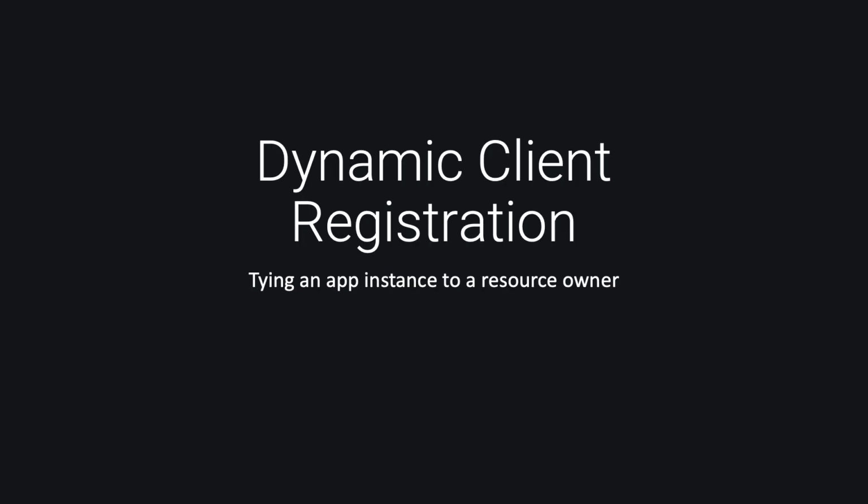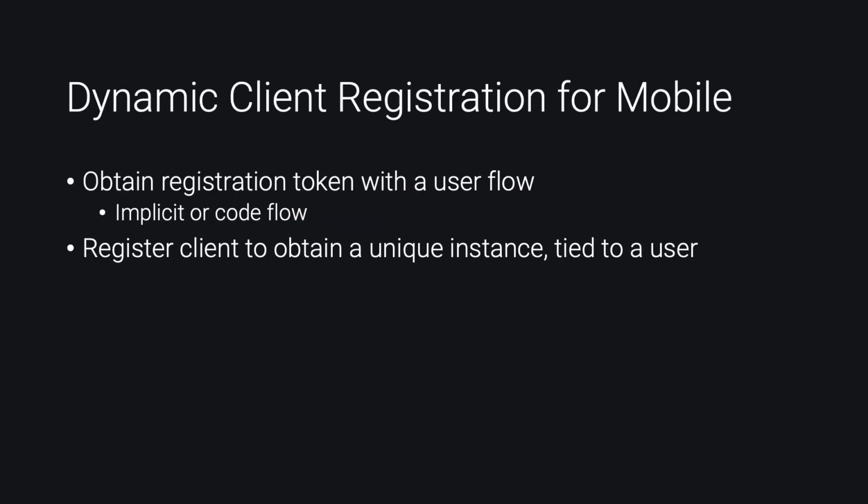To do this, we're going to use dynamic client registration and tie the registered client to a resource owner. Travis has previously talked about DCR in this series, so I'm not going into details here, but the outline of the protocol is this. The unregistered client obtains a registration token in some way and uses it to post a JSON document containing its configuration to the register endpoint of the AS. The AS can then validate the token and respond with a success message containing a client ID and a client secret that the client can now use to perform the actual flows.